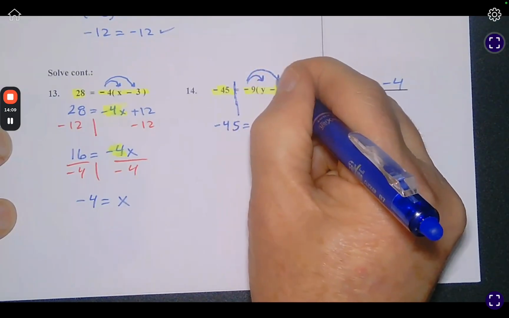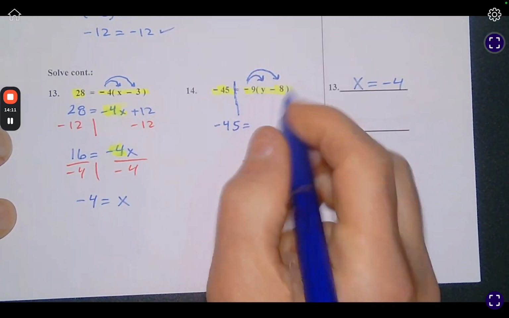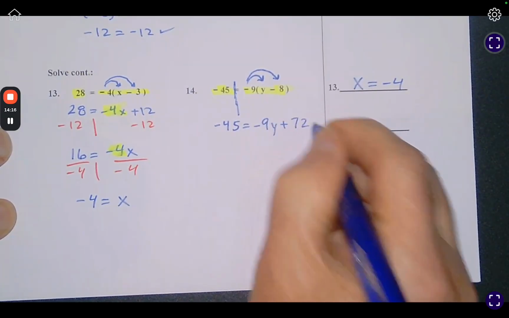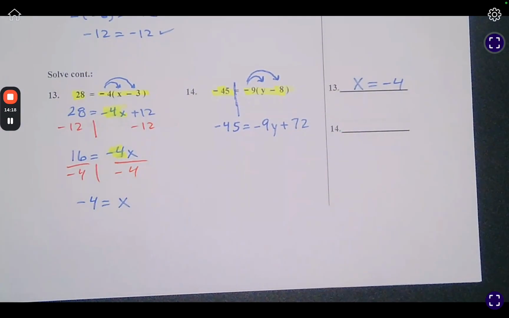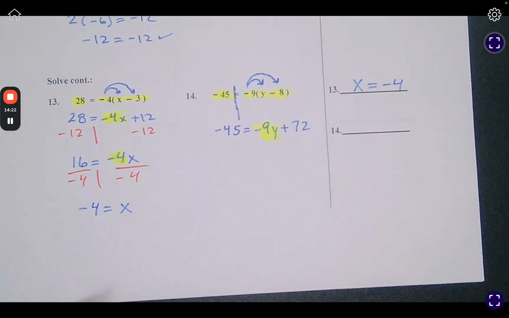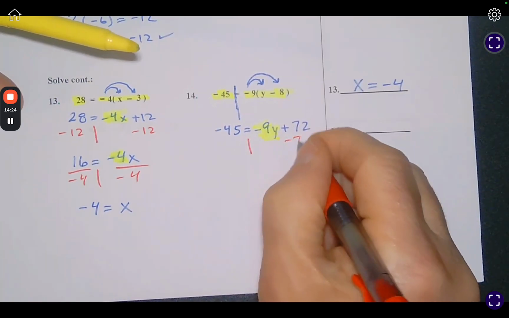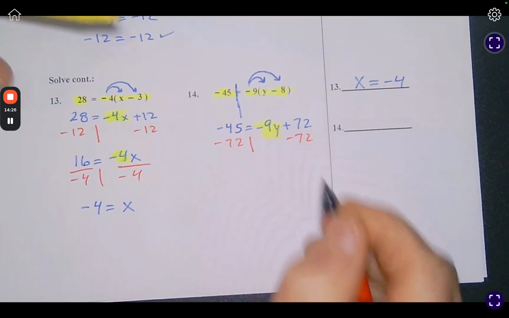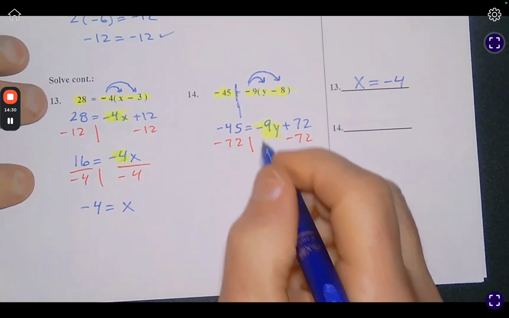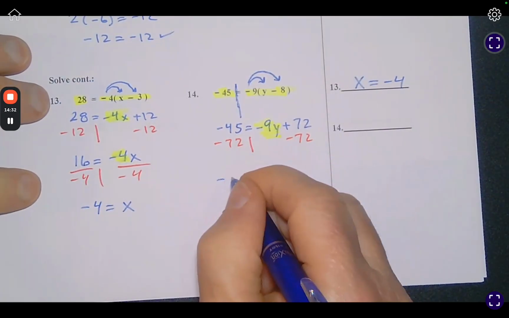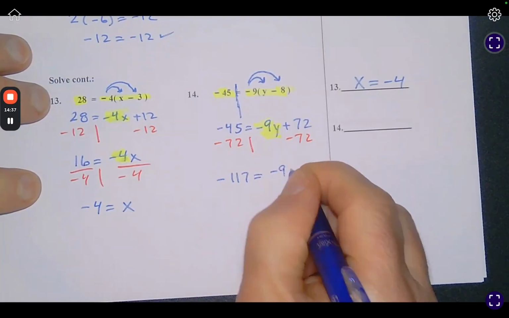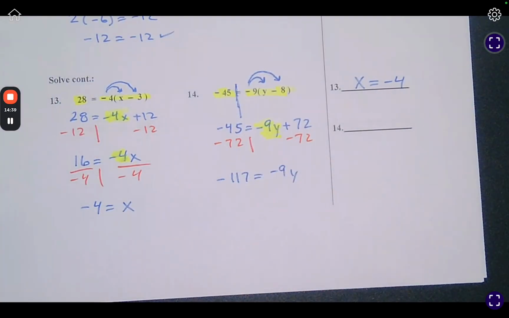You're performing mathematical operations. -9 times y. Negative times a negative. Boom. All right, now look at that variable term right there. I'm going to go ahead and subtract 72 from both sides. Man, this is going to be a big number. I might need a calculator. Nah, I don't. -117 is equal to -9y. I hope that's right. We'll find out.